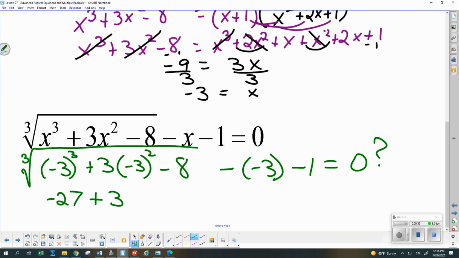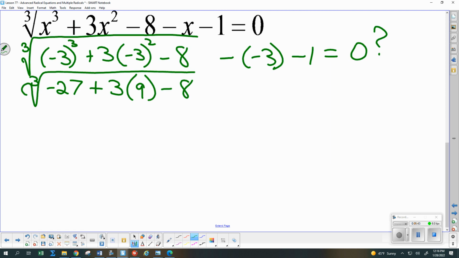It is indeed positive 9. And then we have the minus 8, and we're taking the cubed root of that. And minus 3 will be a plus 3. And then we have our minus 1, and we want to know if that's going to equal 0.